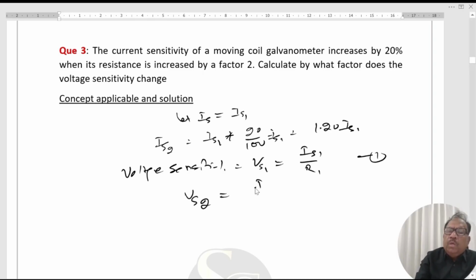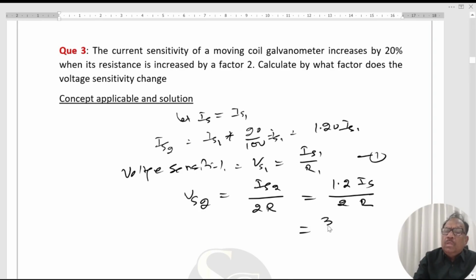Vs2 will be equal to Is2 upon 2R. What is Is2? Is2 is 1.2 Is upon 2R. We take it, so 3 by 5, this can be written as Vs1.